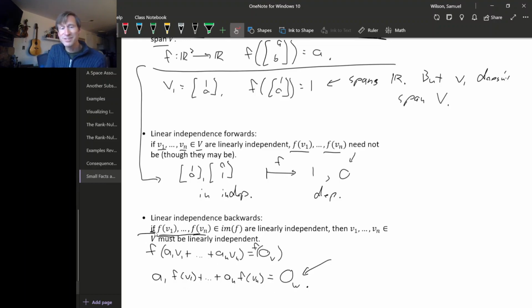And we assumed that those are linearly independent. So a1 has to be equal to 0, and a2 has to be equal to 0, and so on down to an has to be equal to 0. So we started with a linear dependence relationship among the v's. We showed it has to be the trivial one. So this means that v1 through vn are linearly independent.